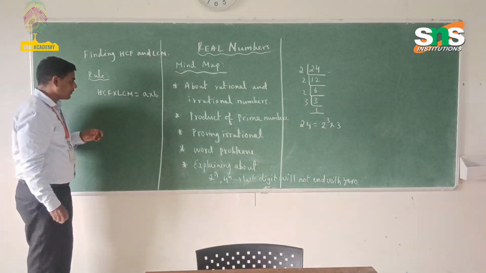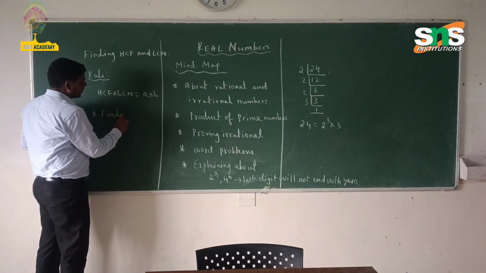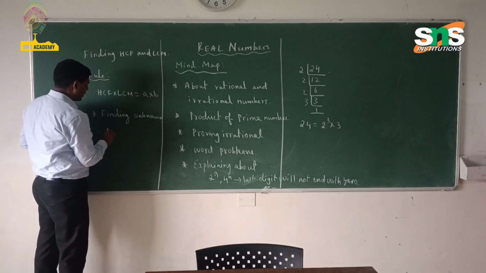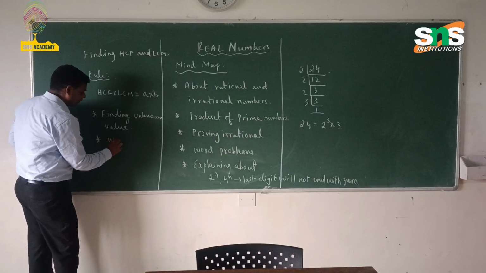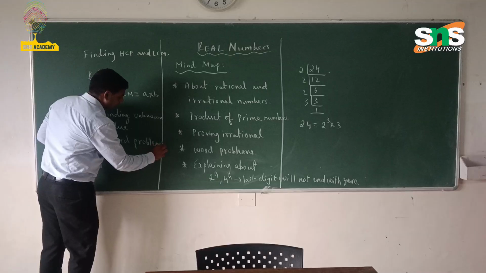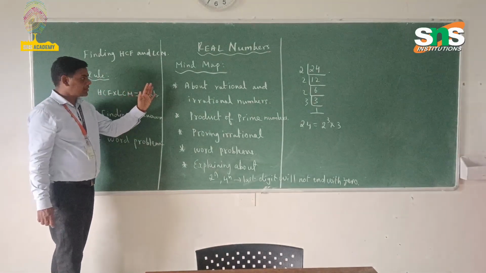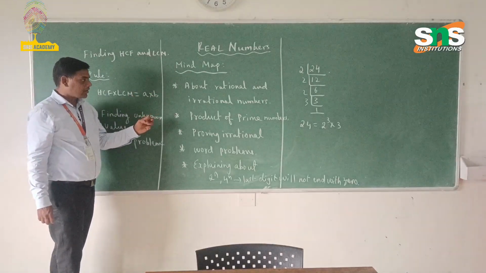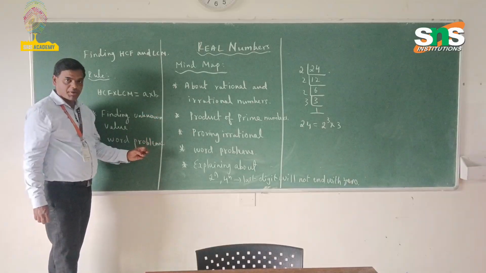Based on this, we can find an unknown value, and based on this, we can solve work problems. So these are the mind map points in real numbers: rational and irrational numbers, product of prime numbers, and then proving irrational and work problems.